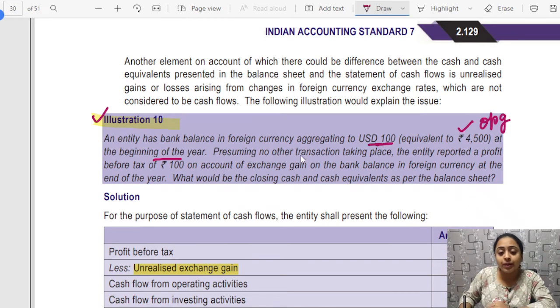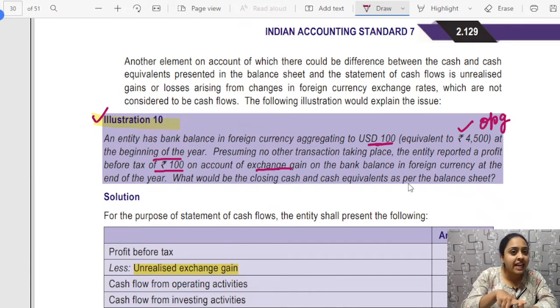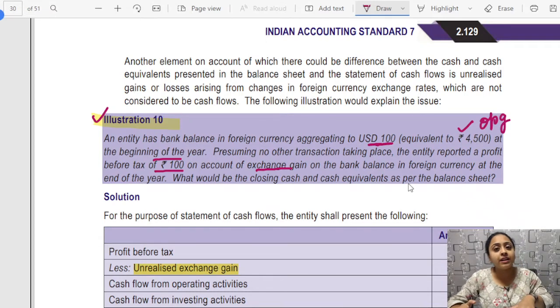Presuming no other transaction has taken place, the entity reported a profit before tax of rupees 100 on account of exchange gain on bank balance. Okay, see, exchange gains, if it has been realized or if it has impacted any cash, then only it will be reflected in the cash flow statement. If it is just unrealized gain or it is not impacting any cash inflow or outflow, then it will not be considered as per cash flow statement.